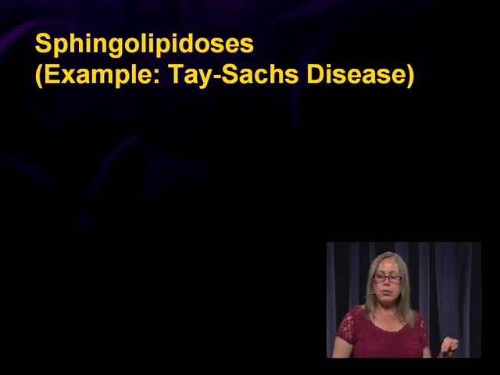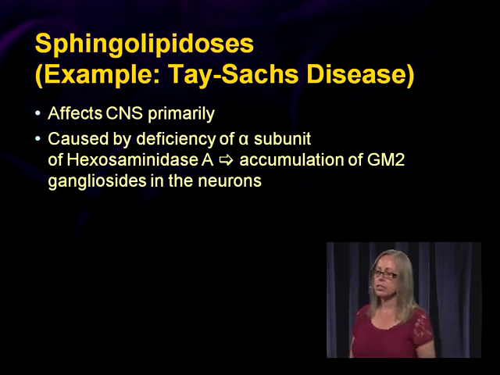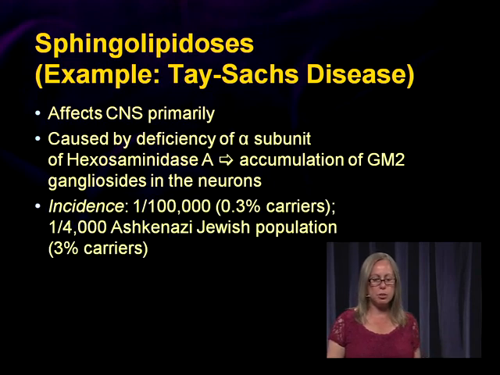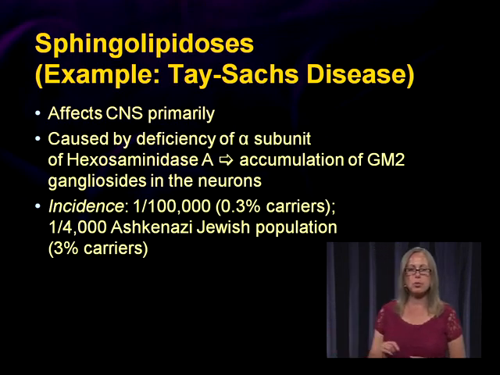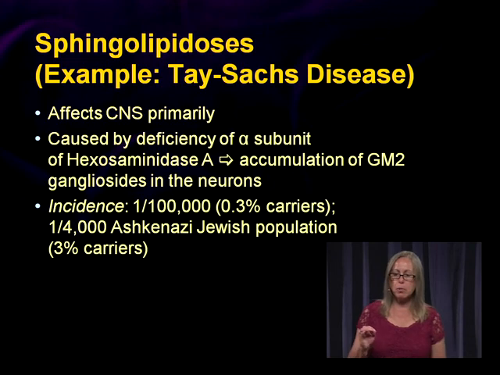All right, moving on to the sphingolipidoses. The classic example is Tay-Sachs. Primarily affects the CNS, caused by deficiency of the alpha subunit of hexosaminidase A. It causes accumulation of GM2 gangliosides in the neurons. The incidence is about 1 in 100,000, with 0.3% of people being carriers. If you're Ashkenazi Jewish background, you have about a 1 in 4,000 incidence with 3% carrier rate.